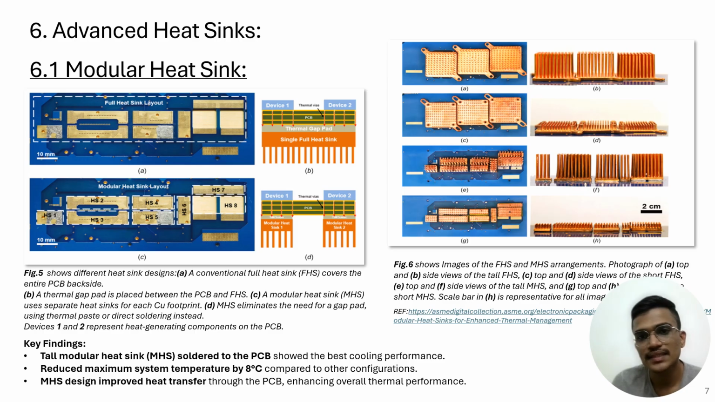In figure number 6, this is a top view and side view of a particular type of heatsink. Then another finding is that it reduces maximum system temperature by 8% compared to the other configurations. So this particular thing we see in modular heatsink.